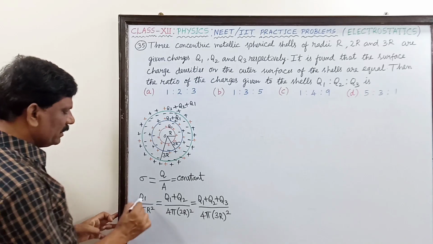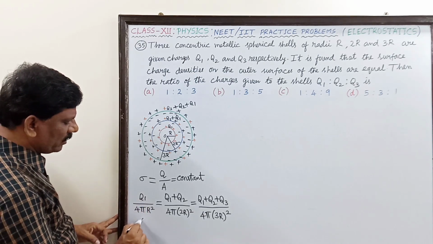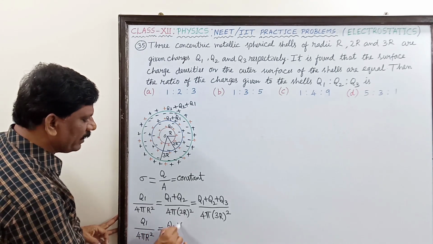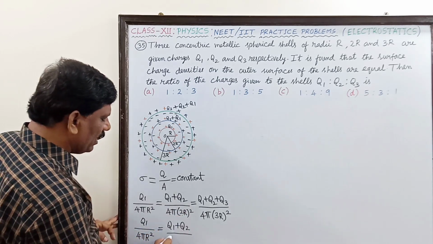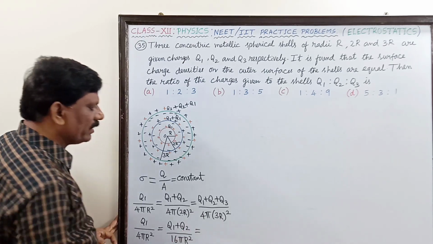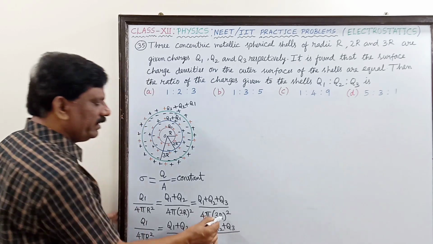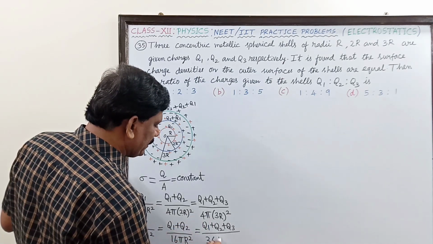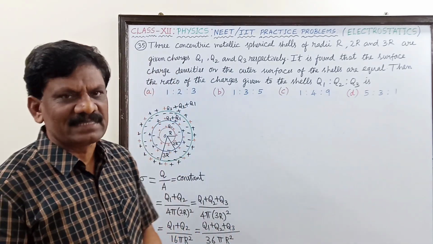Okay, so now we can equate this. See here, Q1 by 4 pi R square is equal to Q1 plus Q2 divided by 4 pi into 4R square. 4 into 4 is 16, so this is 16 pi R square. And this is now equal to Q1 plus Q2 plus Q3 divided by 3R whole square, which is 9R square. 9 4s are 36, so this is 36 pi R square. So all three are equal to sigma, which is constant.